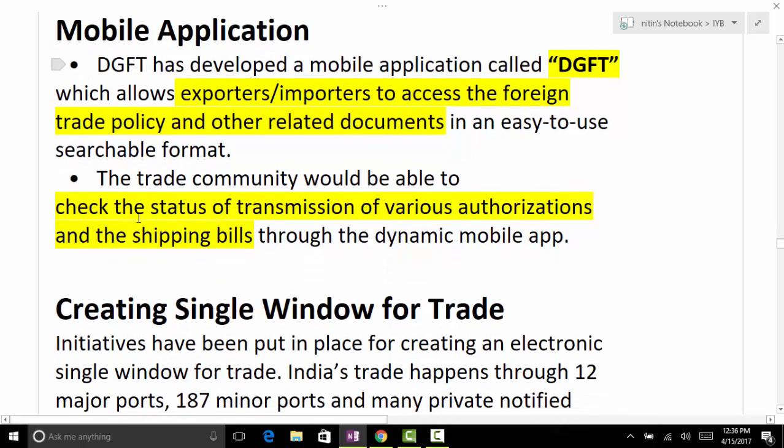What it does is help the various importers and exporters access whatever information is required regarding trade. For example, what documents are required for import and export, right? Even they can check the status of transmission of various authorizations, at what level the documents are in terms of authorization. What about their bills, shipping bills and all. So different statuses they can get to know. When you provide more information, you are in fact cutting down the cost of doing business. You're making it more user friendly, more trade friendly.